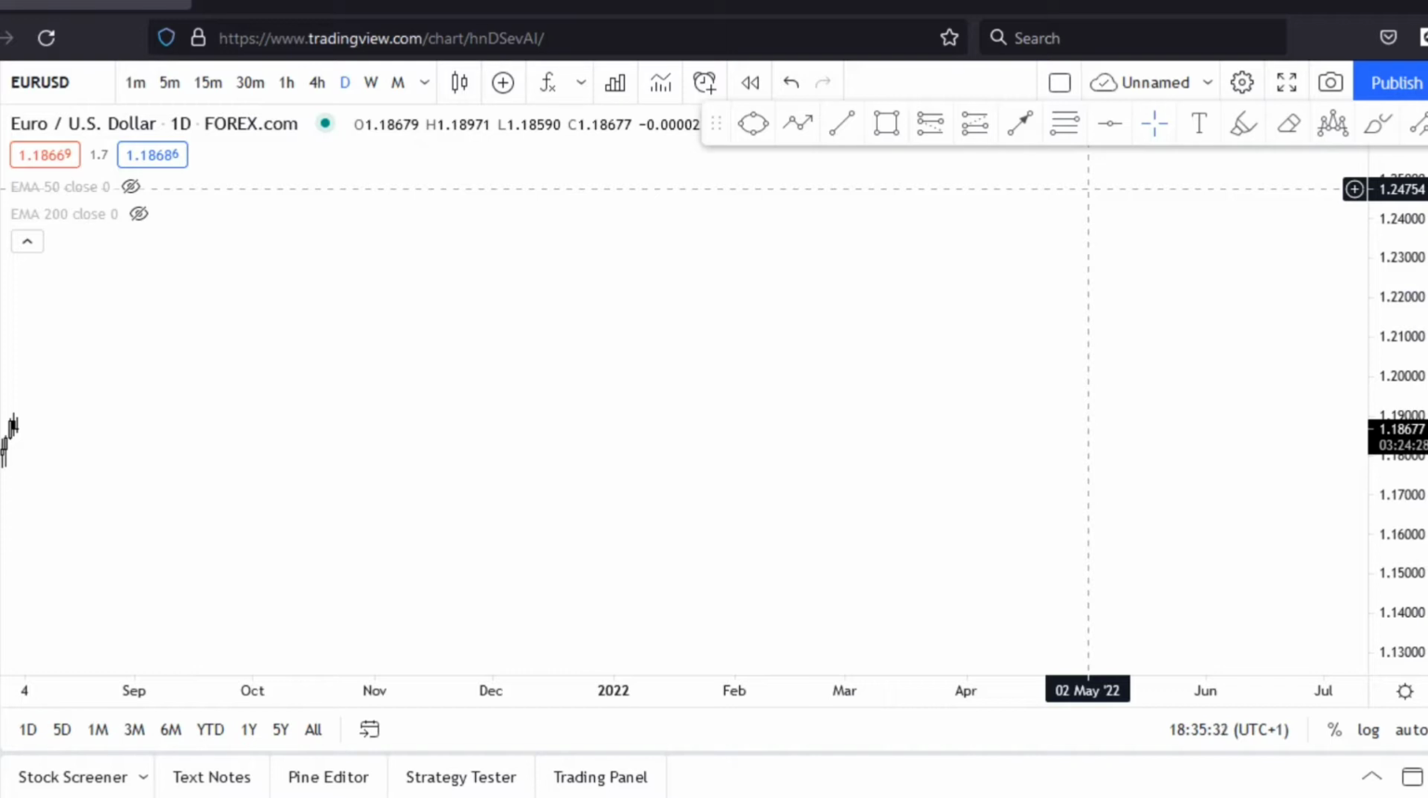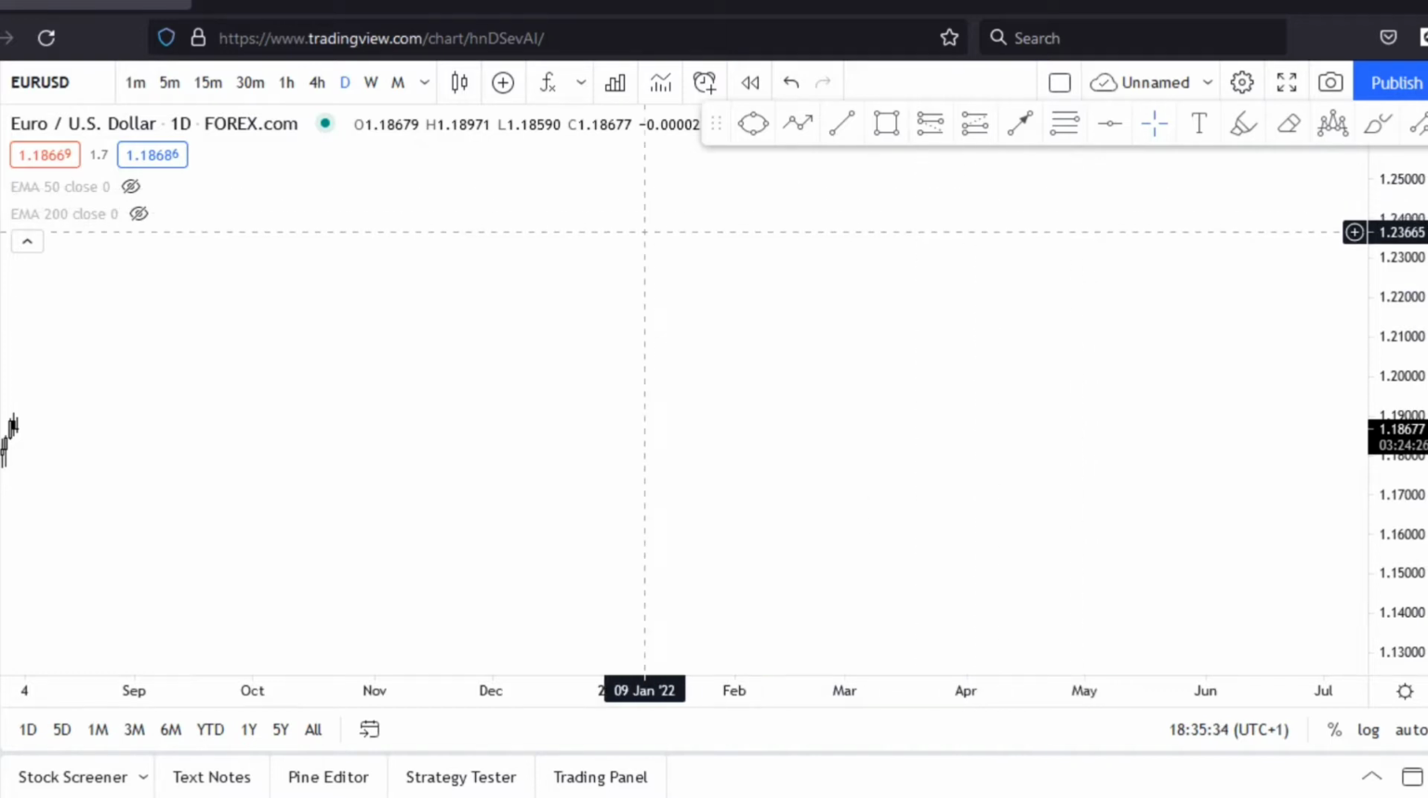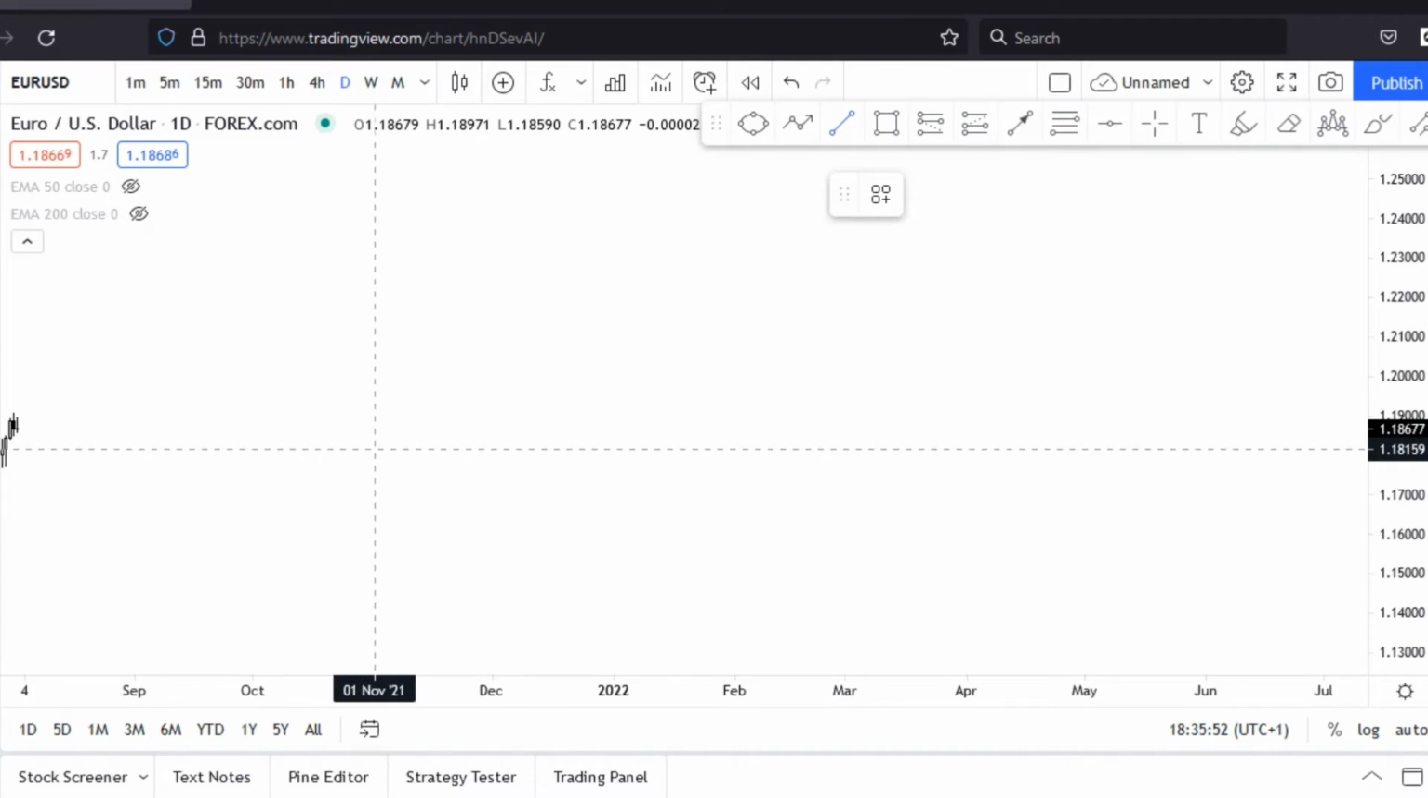Okay, and this break and retest strategy is basically how it sounds. It's just a break of market structure, break of resistance level or support level and a retest of it, or a break of a trend line and a retest of it. Okay, so just to give you an example of a break and retest strategy.